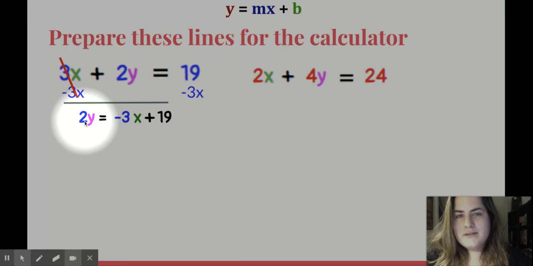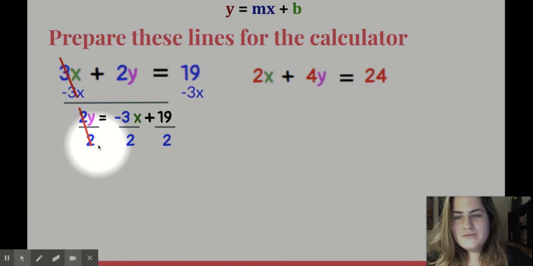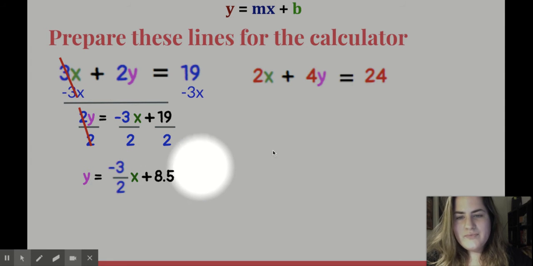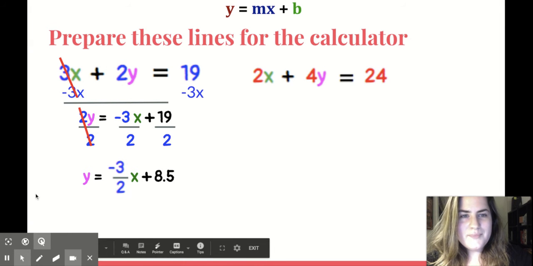What's the opposite of multiplying by 2? Well, it's going to be dividing by 2. So everything gets divided. My 2's cancel. I bring down y equals. I bring down my fraction just how it is. And 19 divided by 2 is 8.5. So try this one on your own, and then we'll go over it.